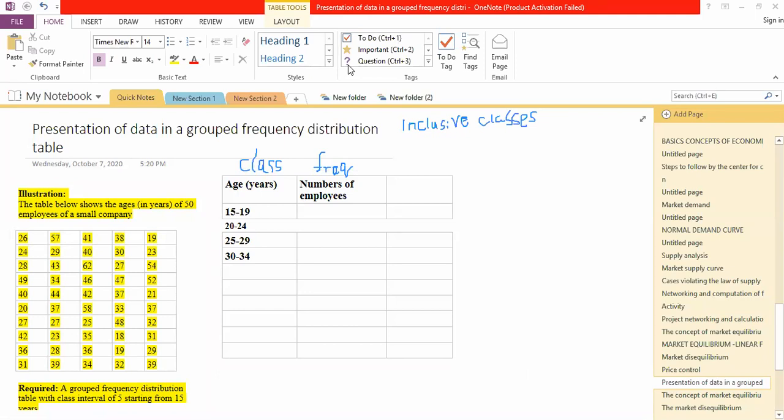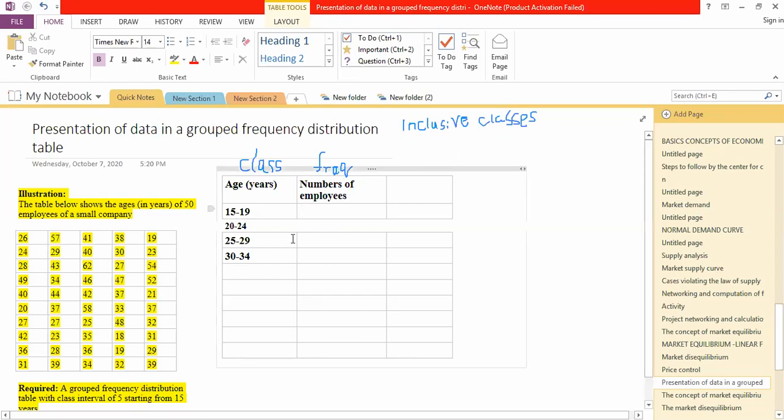Intervals are 5. The intervals are 5. 9 + 4. Yes. Okay, let's finish up and then I'll explain.